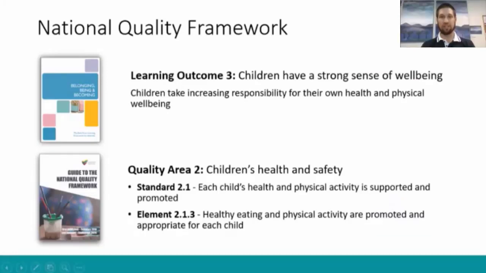So just going to touch on some of the connections between the National Quality Framework and physical activity. In the Early Years Learning Framework, learning outcome 3 is that children have a strong sense of well-being. And within this learning outcome is that children take increasing responsibility for their own health and physical well-being. In the National Quality Standard, Quality Area 2 is all about children's health and safety. Standard 2.1 outlines that each child's health and physical activity is supported and promoted, and element 2.1.3 says that healthy eating and physical activity are promoted and appropriate for each child. The next few slides will outline some of the key guidance within these documents related to physical activity.